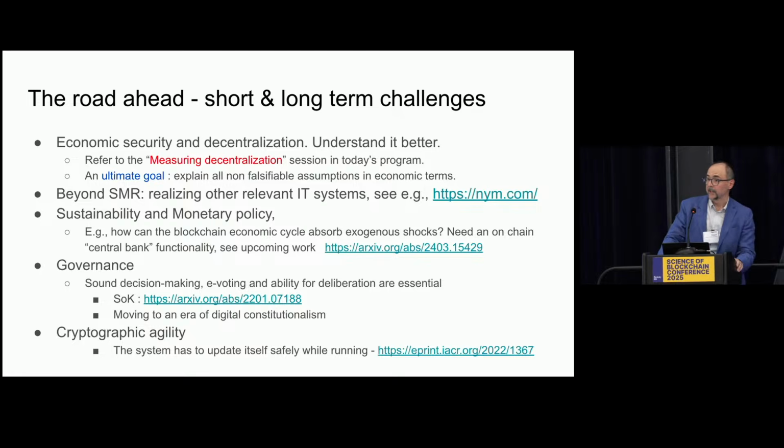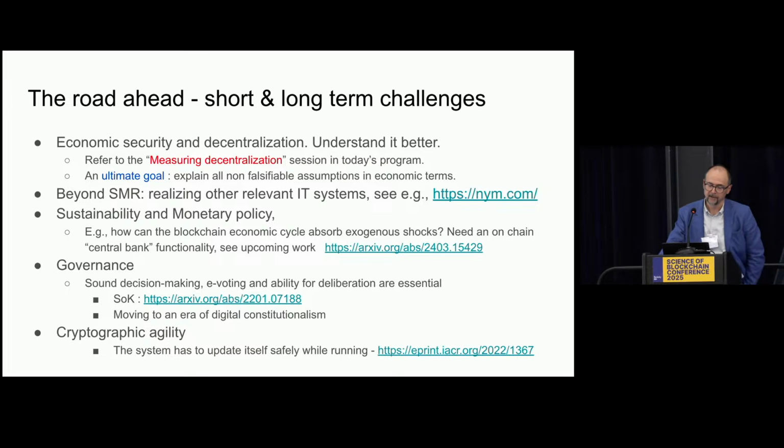The state machine replication as a service paradigm, I think it's very inspiring. It can be relevant for other IT systems. I can give an example of the NIM protocol, which is a VPN, an anonymous communication system, and that is bootstrapped in the same way as a blockchain. So I would be keen to see this logic applied to other cases as well. So for example, we can imagine a fully decentralized machine learning model that can act as a public resource and be bootstrapped in the same way as a blockchain.